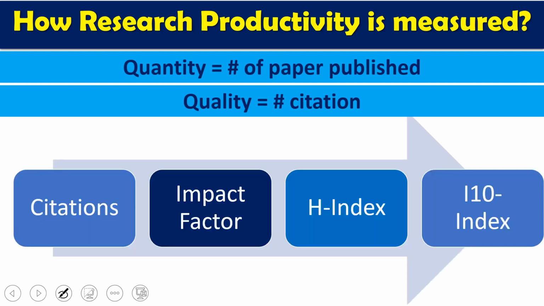So we have different important parameters, different important indexes, we can call them. Citation is one of the indexes, impact factor, H index, I10 index, and a number of other indexes are also there. Slowly, in some other lectures, we will talk about them one by one. Already I have made videos on H index, how to write a paper, how to do literature search. Today I'm going to talk about impact factor.